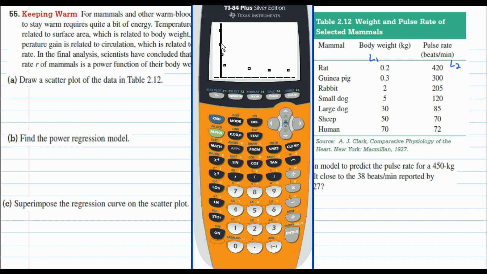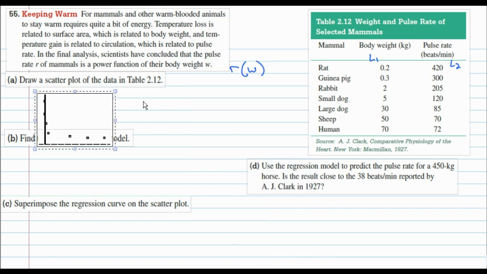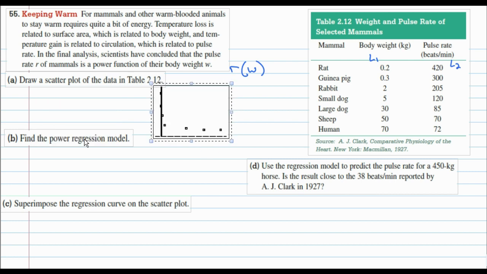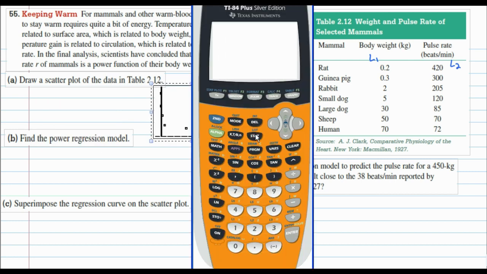And you can see that we have a power function, but it's going down to the right. This function is decreasing, which means I'm going to have a negative exponent. I can predict that. So here's my scatter plot. Next, find the power regression model. So stat, calc, power regression. I want my x values from L1 and my y values from L2. I'm going to store this into y1. And now calculate.